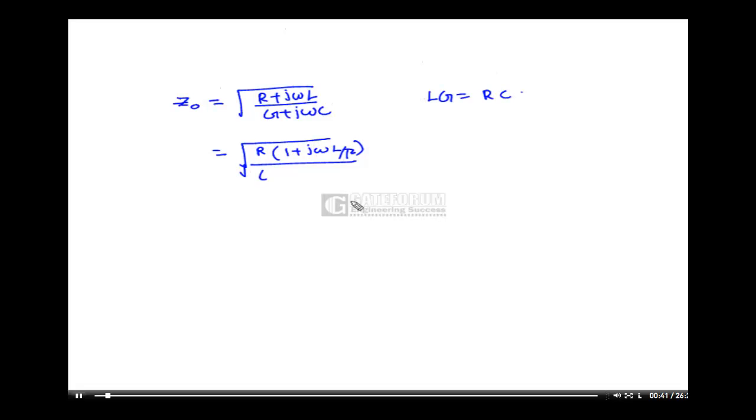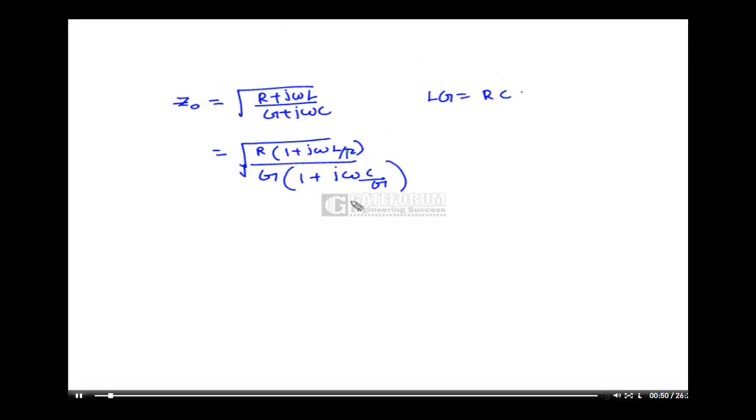Z naught is equal to, so generally this is the square root of (R plus J omega L) by (G plus J omega C). We know it very well. For a distortionless line, what is the condition? LG is equal to RC. Here, for simplification, that is equal to the square root of: take R common in the numerator, so R into (1 plus J omega L by R). Similarly, take G common in the denominator, G into (1 plus J omega C by G).